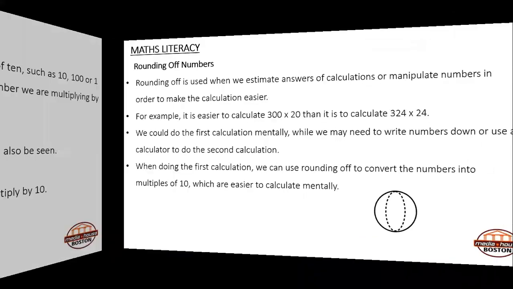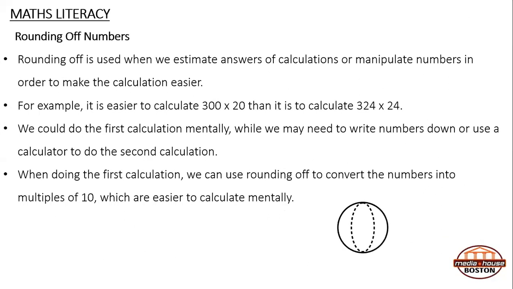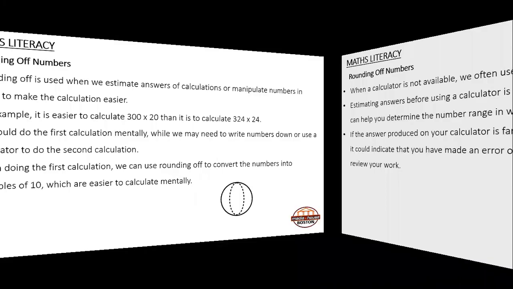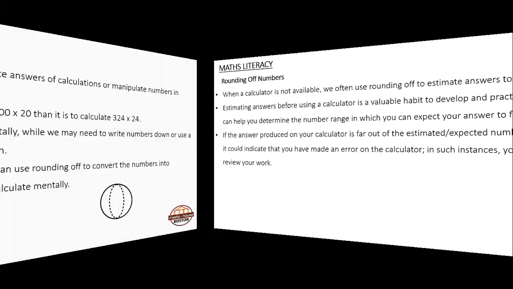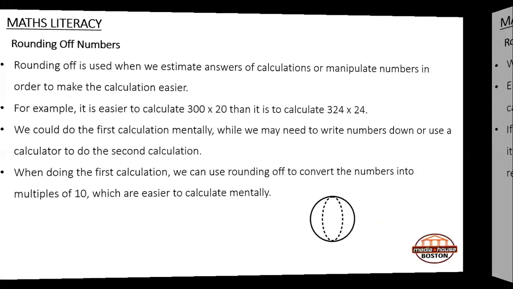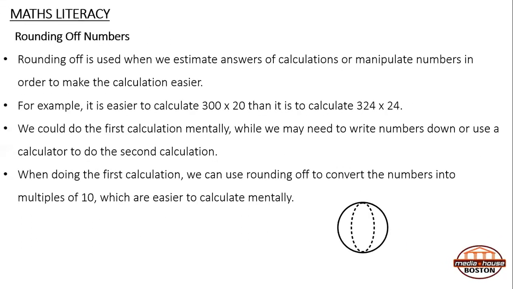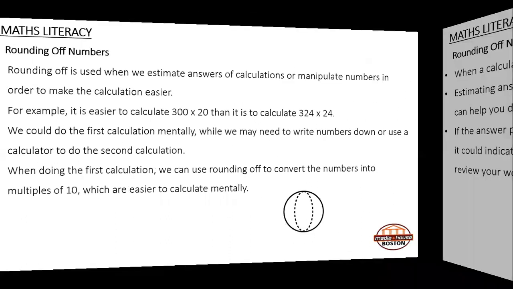So you round off numbers. Rounding off is used when we estimate answers of calculations or manipulate numbers in order to make the calculation easier. For example, it is easier to calculate 300 times 20 than it is to calculate 324 times 24. We could do the first calculation mentally because it's very easy, while we may need to write numbers down or use a calculator to do the second calculation, 324 times 24. It is therefore important that we can use rounding off to convert the numbers into multiples of 10, which are easier to calculate mentally.